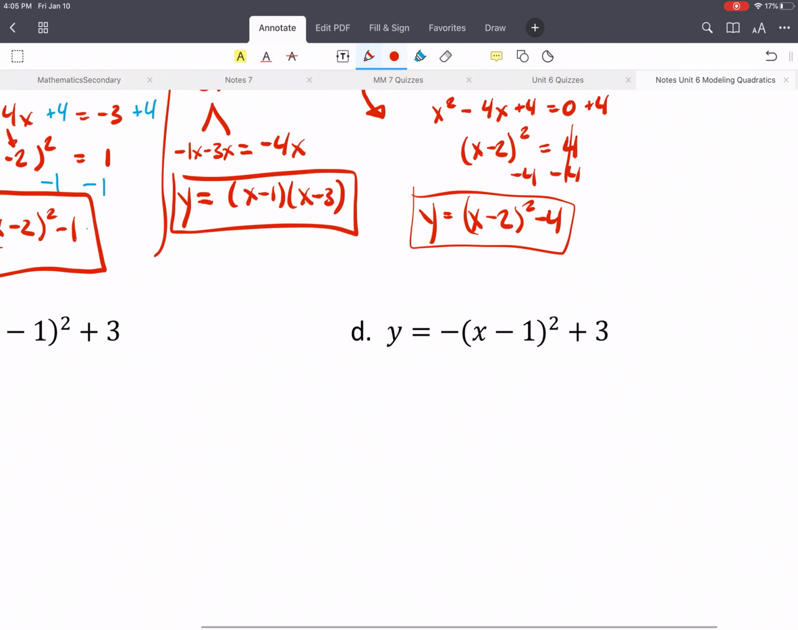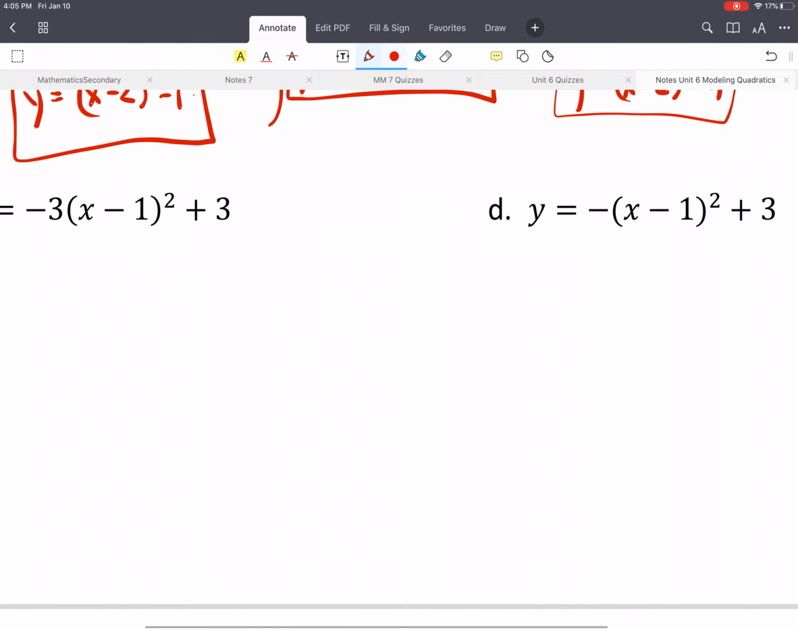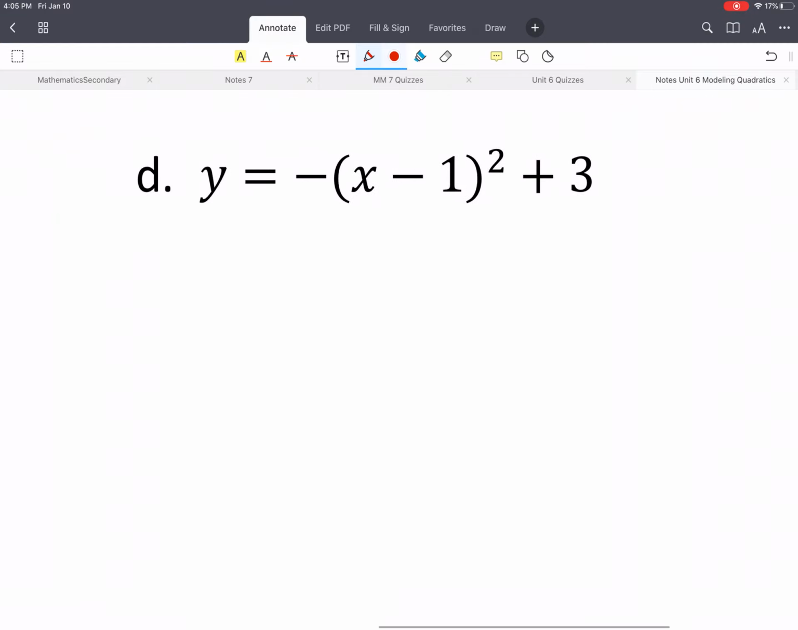All right, just want to do one of these. D, maybe we'll do D. We already know how to go from standard to intercept, but we haven't done one where we go from vertex to standard. So here, let's talk about that.